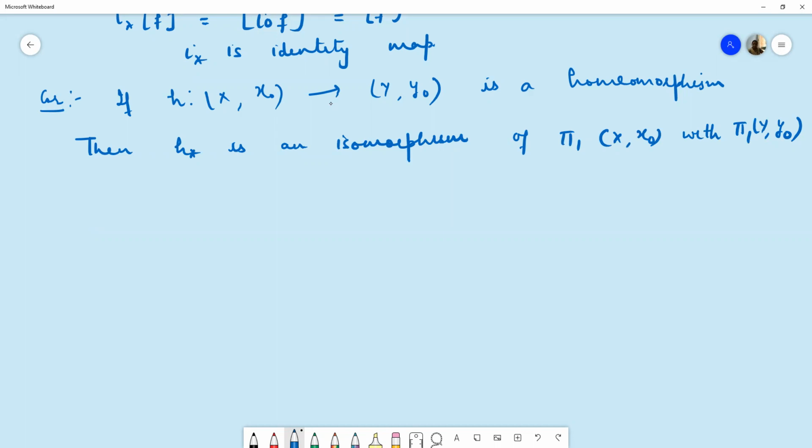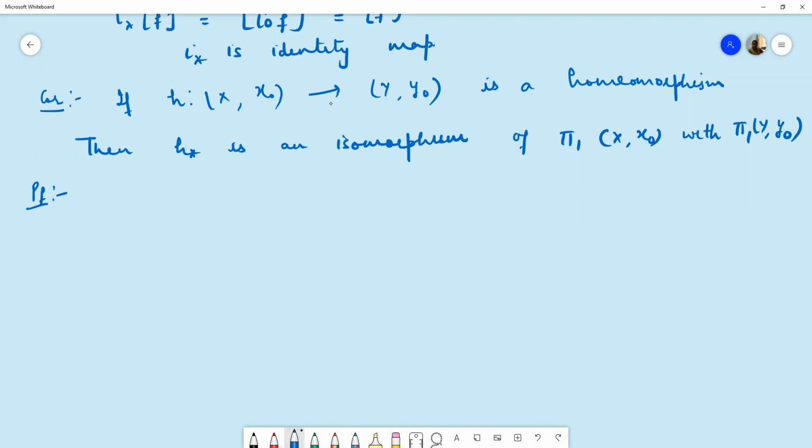So this result proves basically that the fundamental group is a topological invariant. It means if two spaces are topologically equivalent or homeomorphic to each other, then their fundamental groups are algebraically equivalent, basically isomorphic to each other. So this result can be stated in this way: if two spaces are homeomorphic to each other, then their fundamental groups are isomorphic to each other. And in other words, this is a topological invariant or topological property.